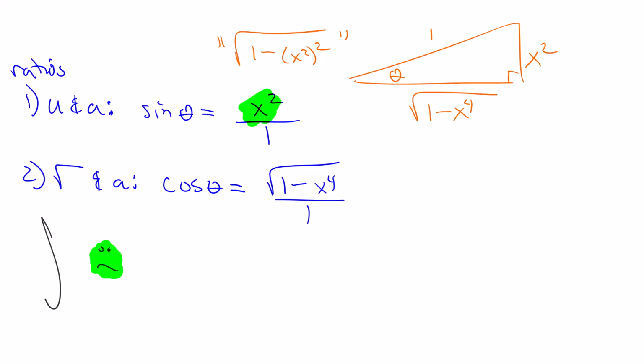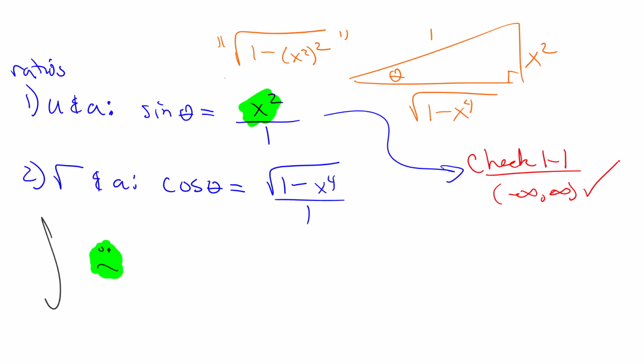If I take this ratio, the first ratio we got, right, sine theta equals x squared over 1, I'm going to bring that over and just work on a couple things with it. The first of those is to check the 1-to-1. Since the domain of x squared is all real numbers, negative infinity to positive infinity, and so is the domain of sine, everything works out fine there. We don't have to restrict theta at all. So that's good to note.